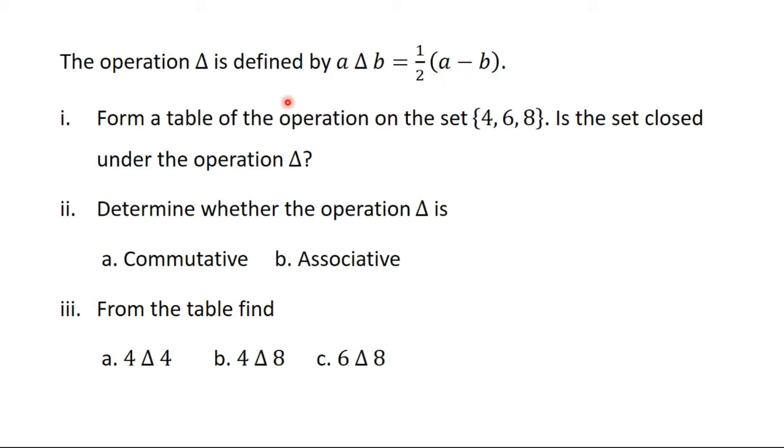We are to construct a table for the operation on this set. Then we are to determine whether the set is closed under the operation. I will explain what that statement means, whether the set is closed under the operation, after we've drawn the table. So our first task here is to draw the table for the operations on this set. What this means is that we are going to use these numbers 4, 6, and 8 to draw a table using this definition for the operation.